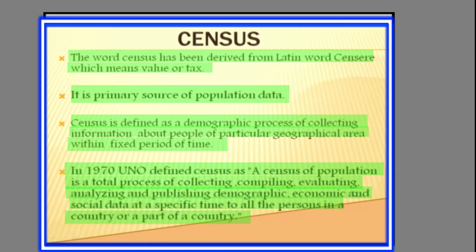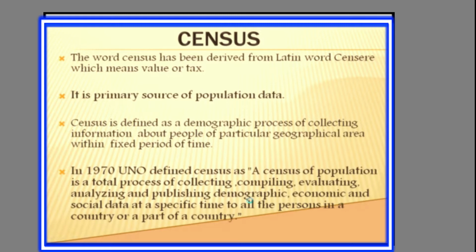Publishing demographic, economic, and social data. These three kinds of data are collected within census: demographic, economic, and social data at a specific time. Census is taken of all persons in a country or a part of a country, or within a fixed part of a country.